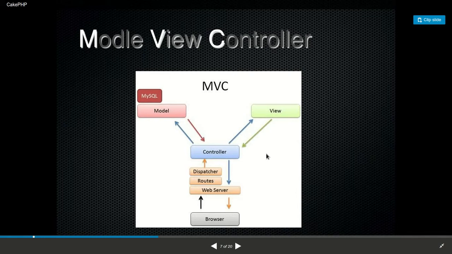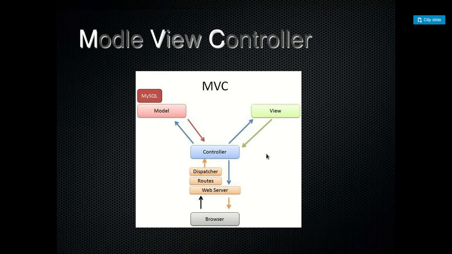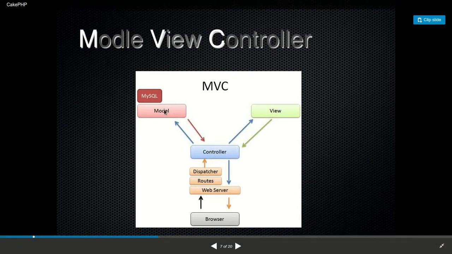This is the layout of the Cake MVC framework. Here is the model, connected to the MySQL database. This is the view and this is the controller. The view is operated by the user. When the user makes a request to the controller, the controller routes it to the model, which fetches data from the database, and then it shows it back to the view.